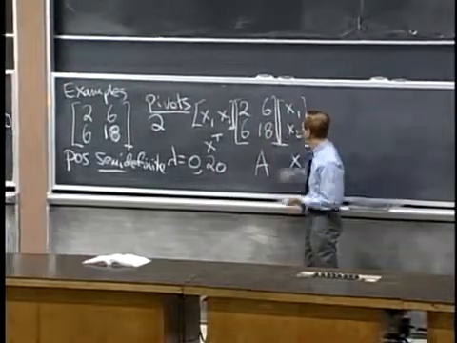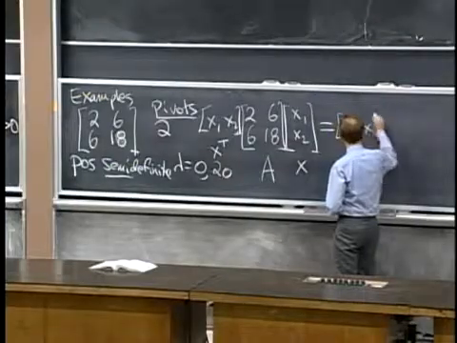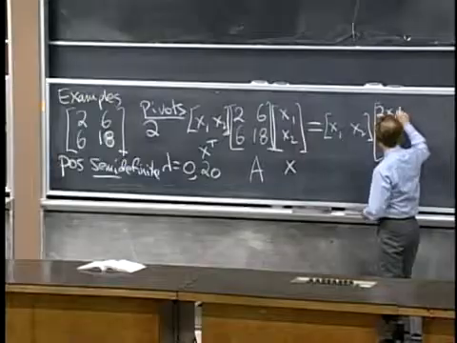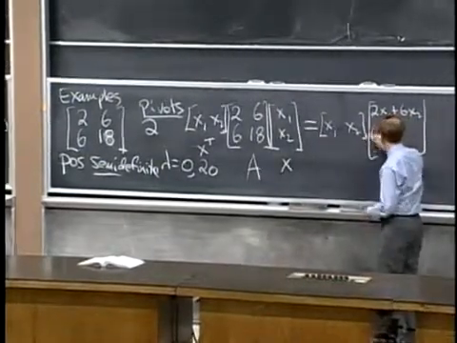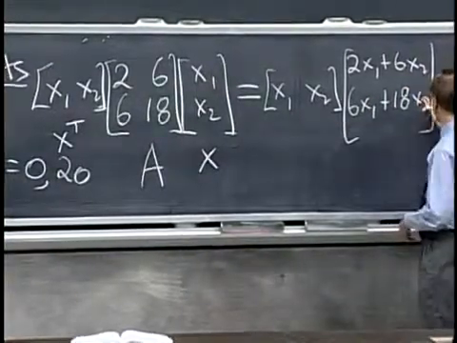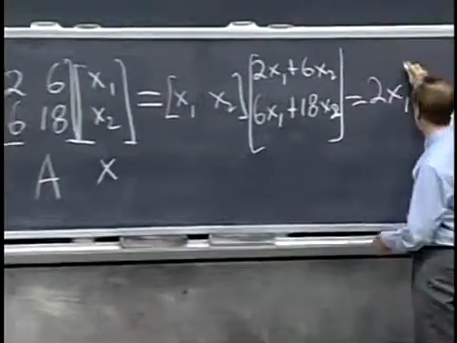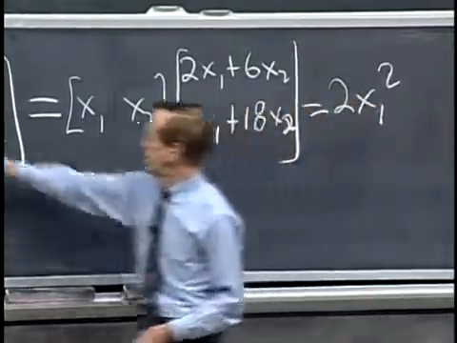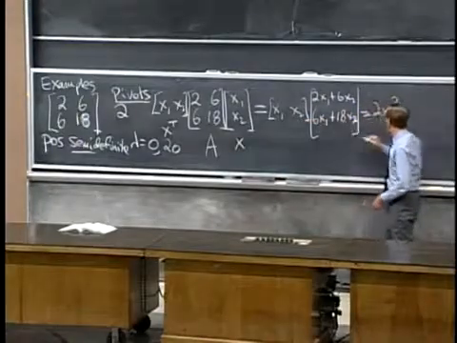If I do this multiplication, should I do it? I'll just do it slowly. x1, x2, if I multiply that matrix, this is 2x1 and 6x2s. And the next row is 6x1s and 18x2s. And now I do this final step. And what do I have? I've got 2x1 squareds. That 2x1 squareds is coming from this 2. I've got, this one gives me 18.